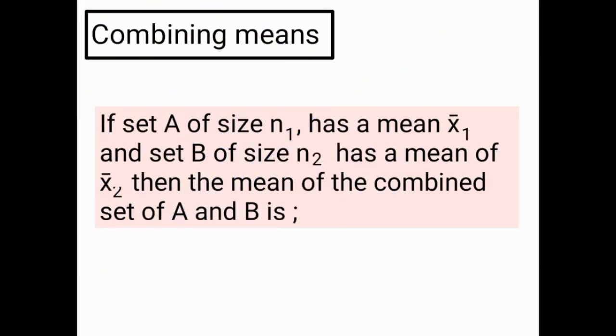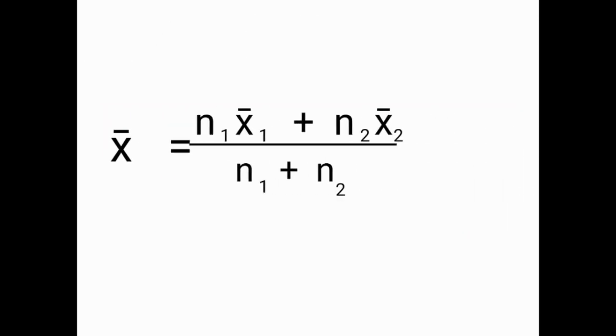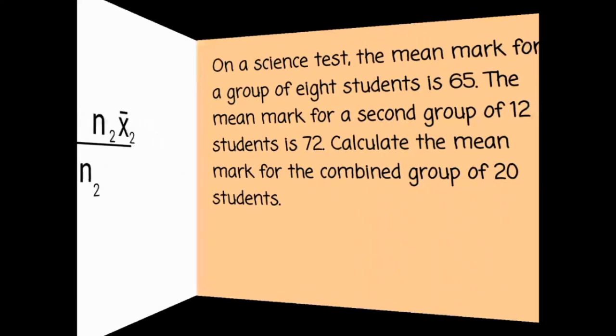Combining means. If set A of size N1 has mean X1 bar and set B of size N2 has a mean of X2 bar, then the mean of the combined set of A and B is X bar equals N1 times X1 bar plus N2 times X2 bar, divided by N1 plus N2.